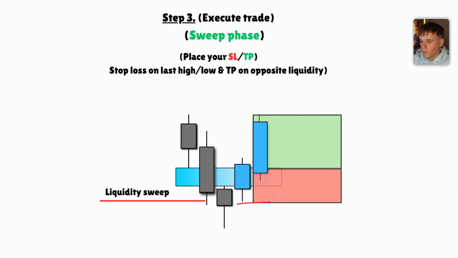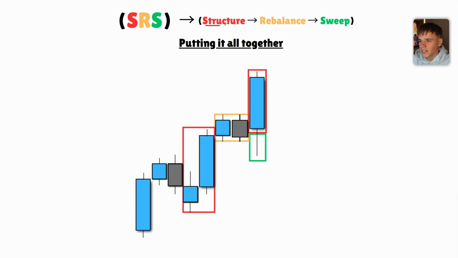We are going to put a stop loss below the candle low that actually inversed or closed above the fair value gap, and we are just going to target some kind of liquidity to the upside, and it's going to be so simple. And basically that's it. That's structure, rebalance and sweep. And now we can actually go to the live chart and put it all together.